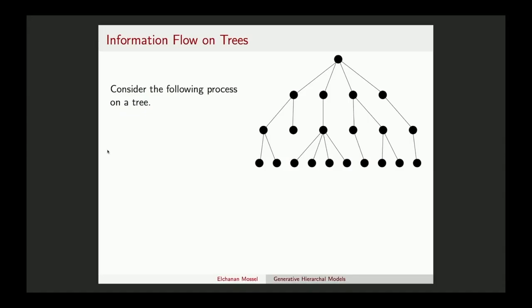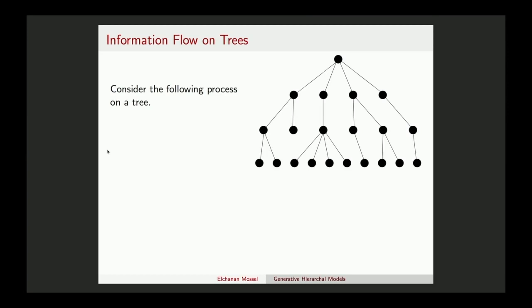So I'm going to tell you about a very simple process that will require this nonlinearity. It's a process that I didn't invent. It has been studied in some ways since the 1920s. It's the Ising model on the tree. Here's the interpretation that I'm going to give you.